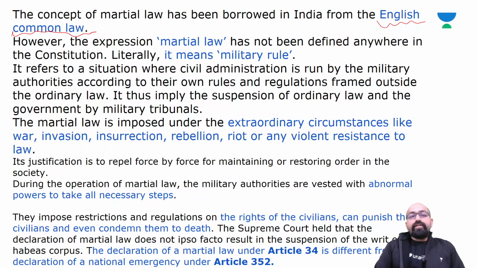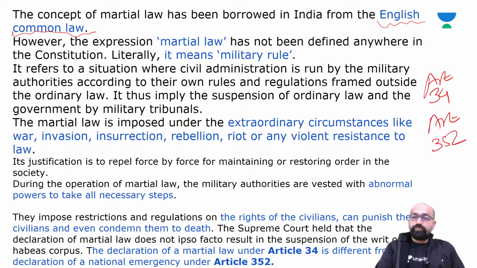Now, this military rule imposes restrictions and regulations on the rights of the civilians, can punish the civilians and even condemn them to death. And the Supreme Court held that the declaration of martial law does not ipso facto result in the suspension of the writ of habeas corpus. So the declaration of martial law under Article 34 is different from the declaration of a national emergency under Article 352. Just remember the difference and the points related with Article 34 and Article 352 here.